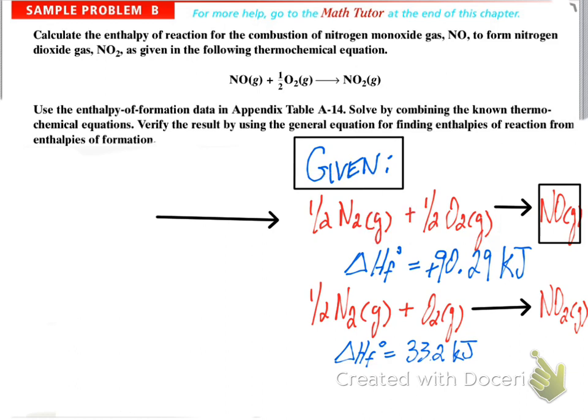Now you ask yourselves, well, why do I need to figure out how much nitrogen monoxide releases? By the way, that would be an endothermic reaction where just over 90 kilojoules needs to be added to the reaction in order to make this happen. But you say, well, I'm not trying to do that. I'm trying to figure out NO2. And the reason why I have to start with NO is because you don't have in appendix table A14 anything going directly.